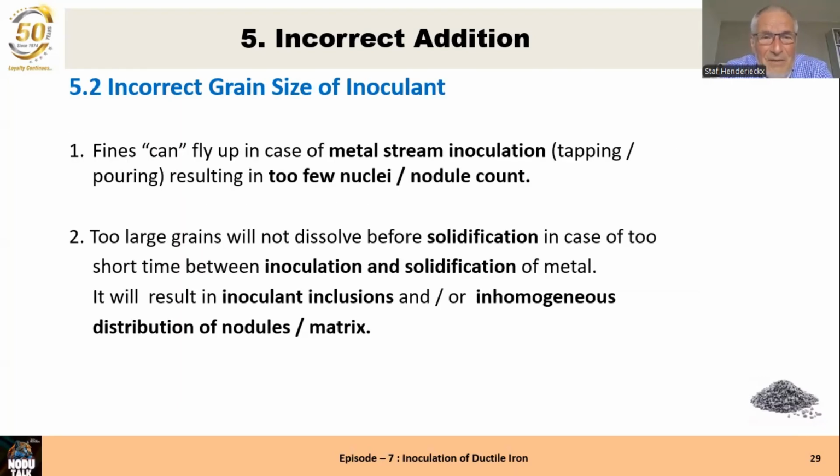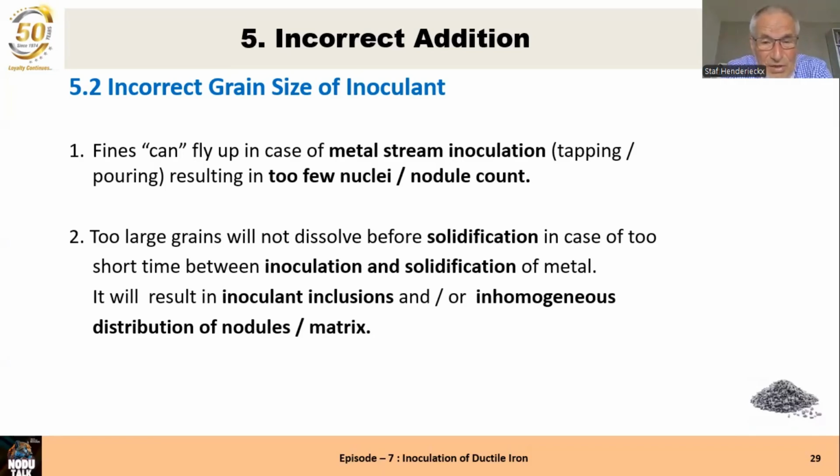Next slide. Incorrect grain size. There are two things. If you have fines, they can fly up when you put them in the metal stream during the tapping. I have seen it so many times. Then the people do it from a fairly high height, and it goes into the metal stream. But the fines of that inoculant fly up, and they appear in the extraction or in the rest of the foundry, but not in the metal.